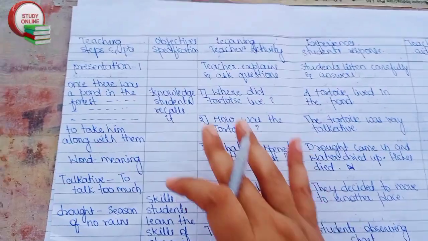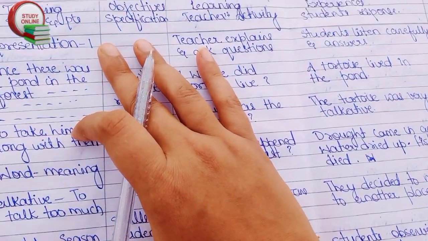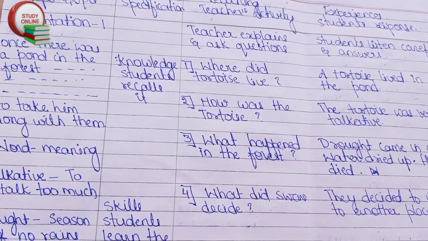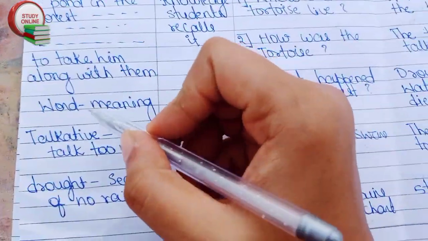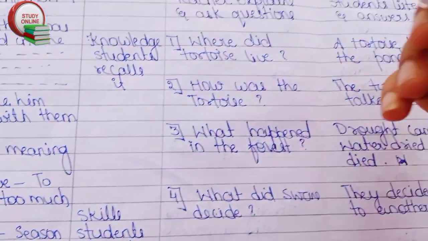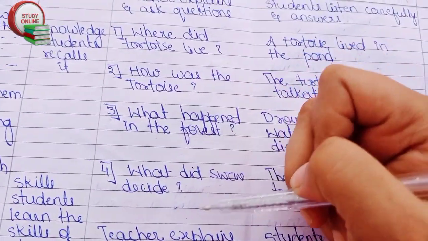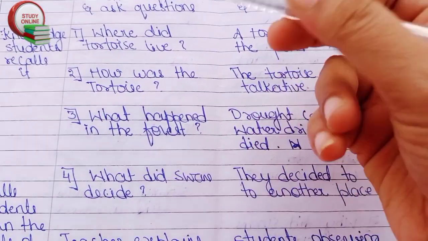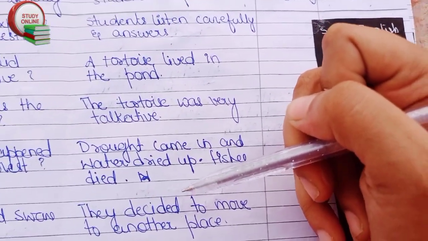Now let's turn the page. Let's see presentation 1. We have to read and explain the story properly to students. And here we also have to write word meanings, the hard words. Here you can see questions related to that. I have added 4 questions here. We have to ask questions to students. Here is the expected answer that we expect from students.